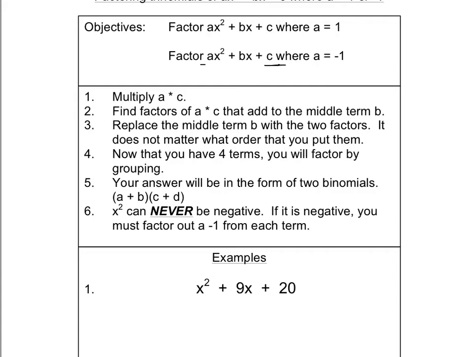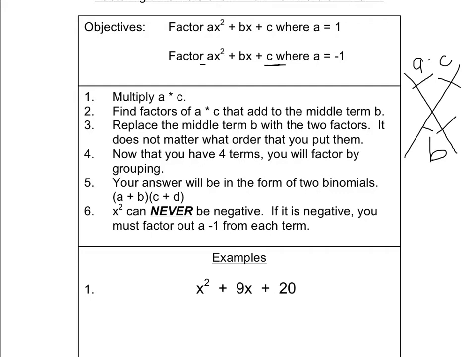So what you're going to see a lot of is me drawing an x here. I'm going to put a times c on the top and b on the bottom. What I need to do is find two numbers that will add up to be b and will multiply to be whatever our a times c is. You'll see me go through an example and you'll understand what that means.